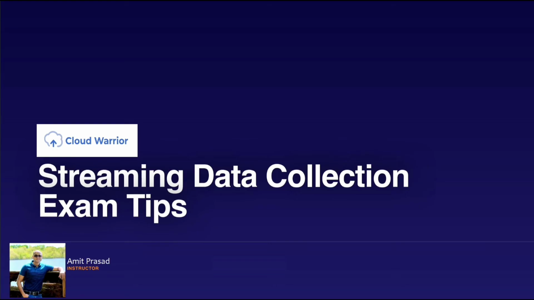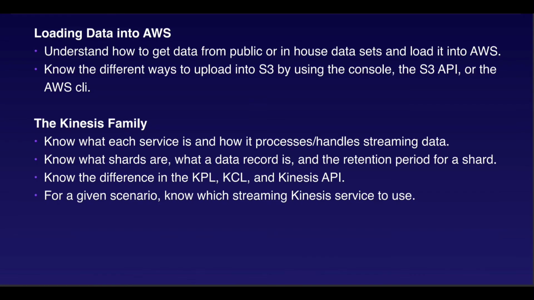In this chapter, we will summarize all the topics that we have covered in this module, that is streaming data collection. So we first started talking about loading data into AWS and understanding how to get data from public datasets or in-house datasets and load it into AWS. Remember that we can load our data into S3 by uploading it through the console. We can use the S3 API or we can use the AWS command line interface to get our data into S3.